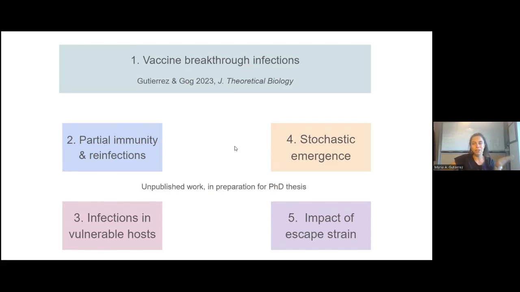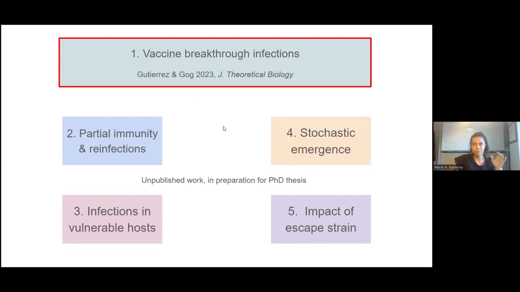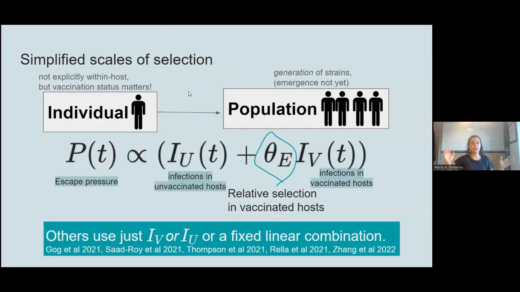Okay, so I'm going to start with the backbone model for vaccine escape. I'm going to take a very simplified approach. I'm not going to do any within-host modeling. I'm just going to consider individuals, and I'm going to differentiate them by vaccination status. So I have unvaccinated and vaccinated.